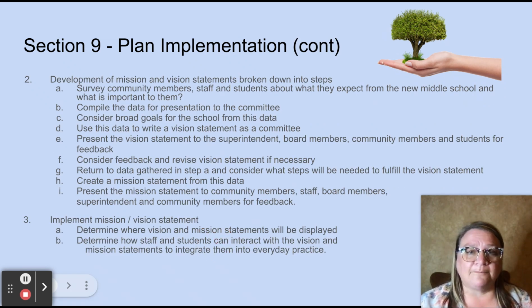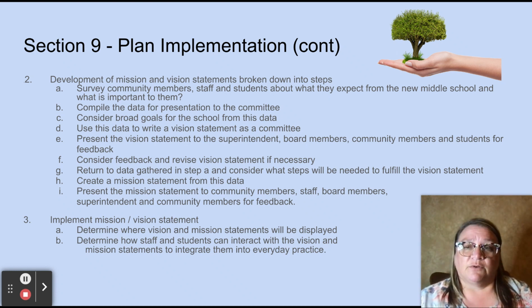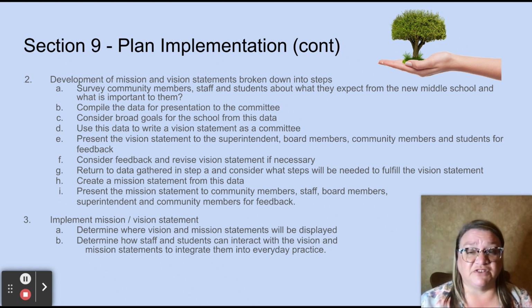The development of the vision and mission statements would be broken down into steps. So again, step 1 is the surveys to the stakeholders. Step 2, we'd compile the data for presentation to the committee. Step 3, it would be considering the broad goals for the school from the data. Step 4 would be using that data to write a vision statement as a committee. Step 5 would be presenting that vision statement to the superintendent, board members, community members, and students for feedback.